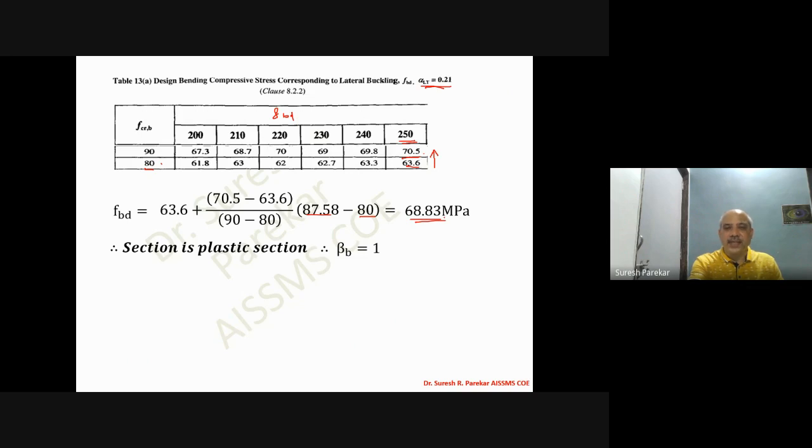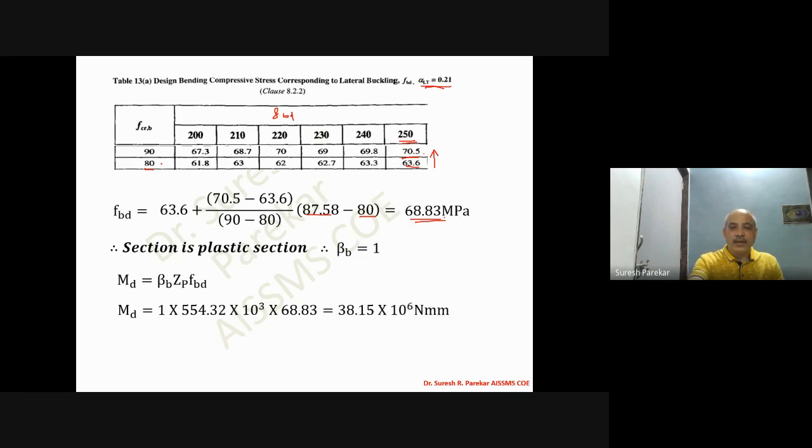That we have to see a little bit when we are going to calculate it. And the section is a plastic section, so we will get beta B, that is 1, and then we have this MD is equal to beta B ZP FBD, and this will be 38.15 into 10 raised to 6 Newton millimeter, 38.15 kilonewton meter. So we have this by using table 13A and 14.